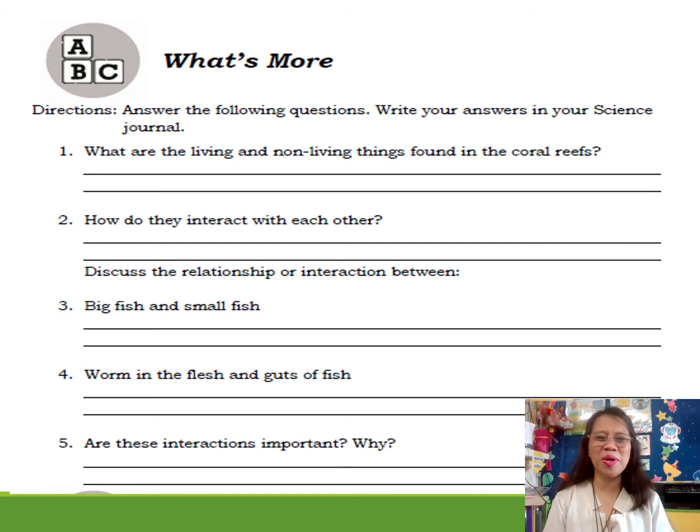Okay, so what's more? Answer the following questions. Write your answer on your answer sheets. So, what are the living things and non-living things found in the coral reefs? How do they interact with each other?